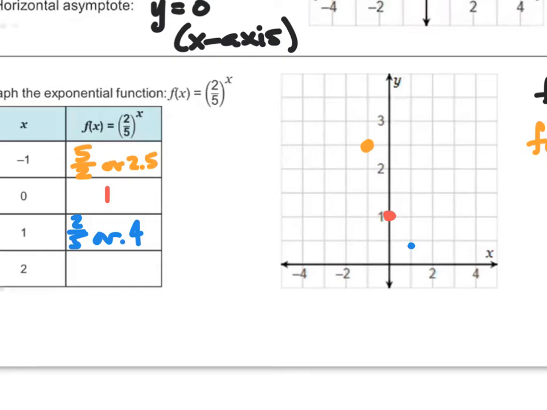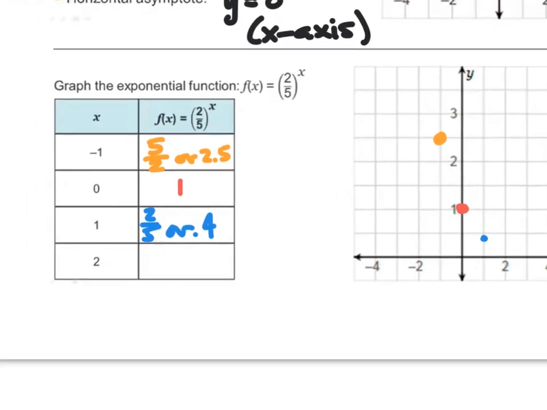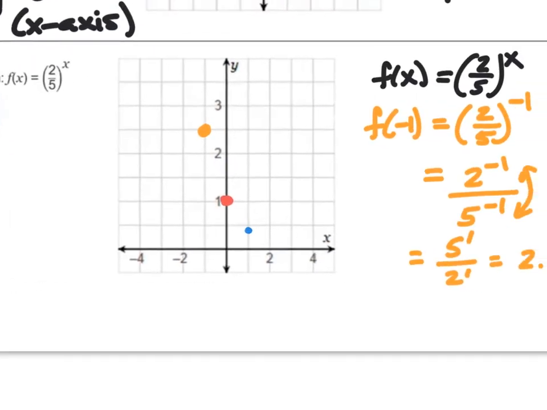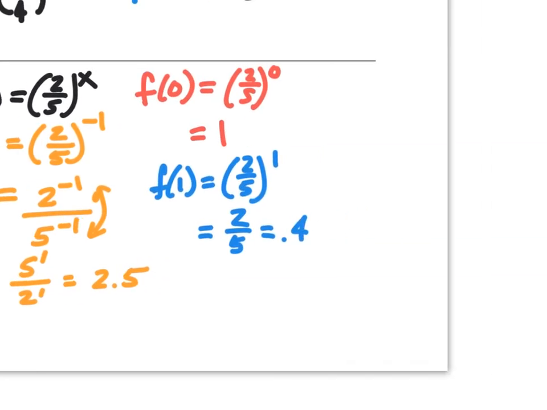Okay, and then let's plug in 2 into this function. All right, and so I'm going to do f of 2, and that's going to give me 2/5 squared.